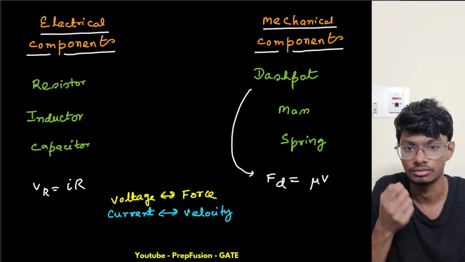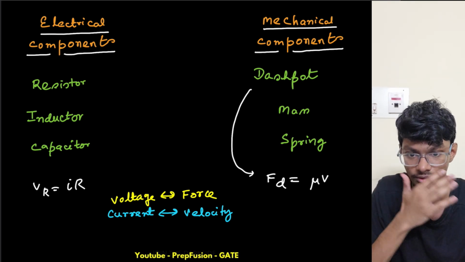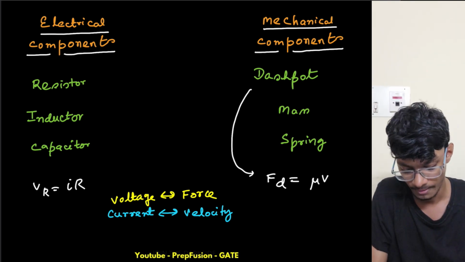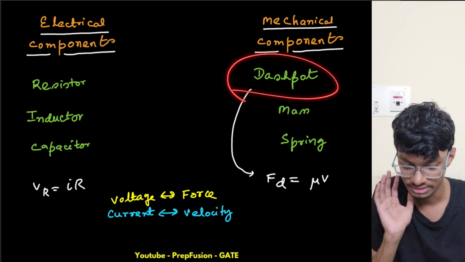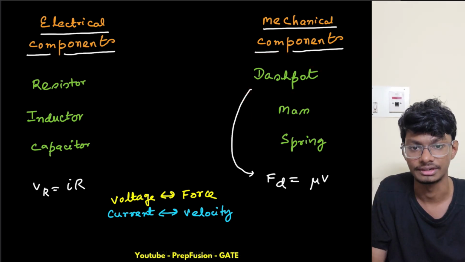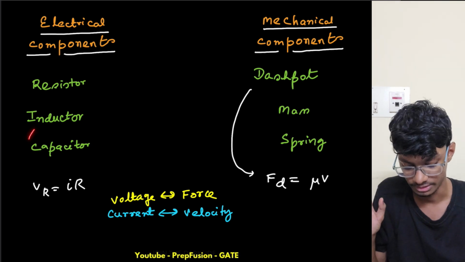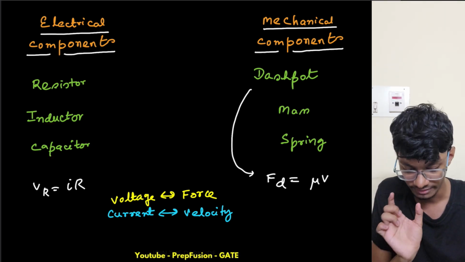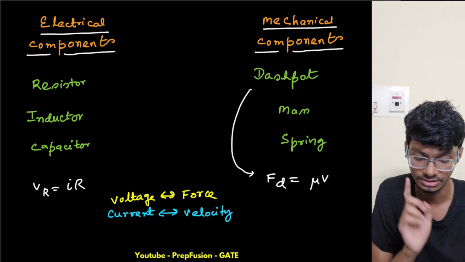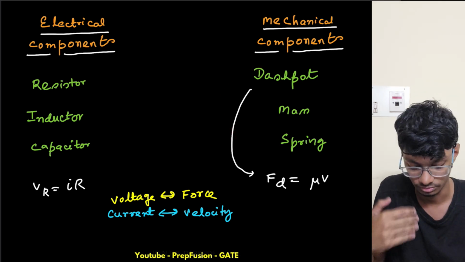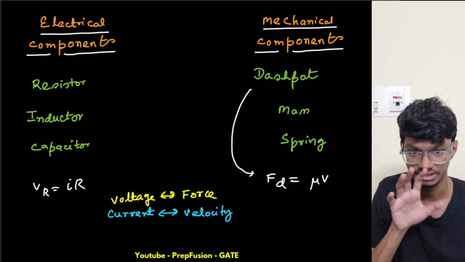So basically I gave you a flavor of what the equivalents are in electrical systems. I gave you an idea of what a dashpot, mass and spring are in relation to electrical systems. Why? Because I will derive an equation with the help of these three components, and that's why I had to go through this a bit. So you got the basic analogies, right?